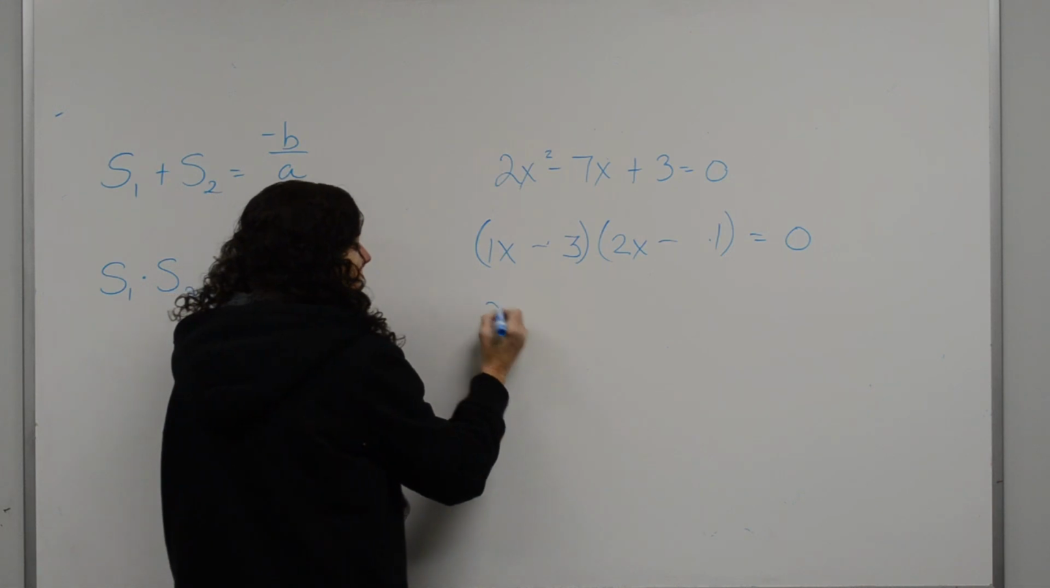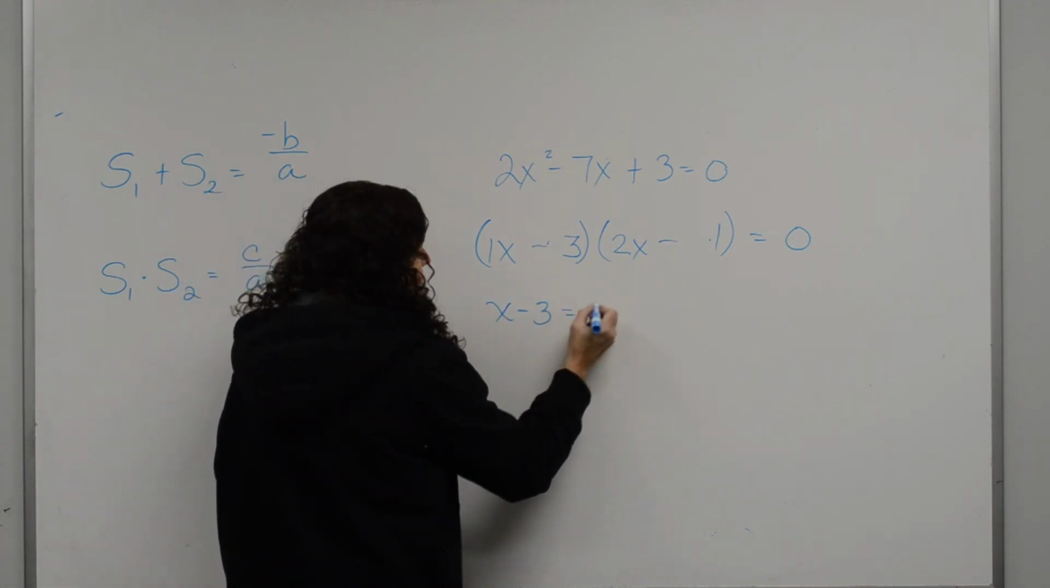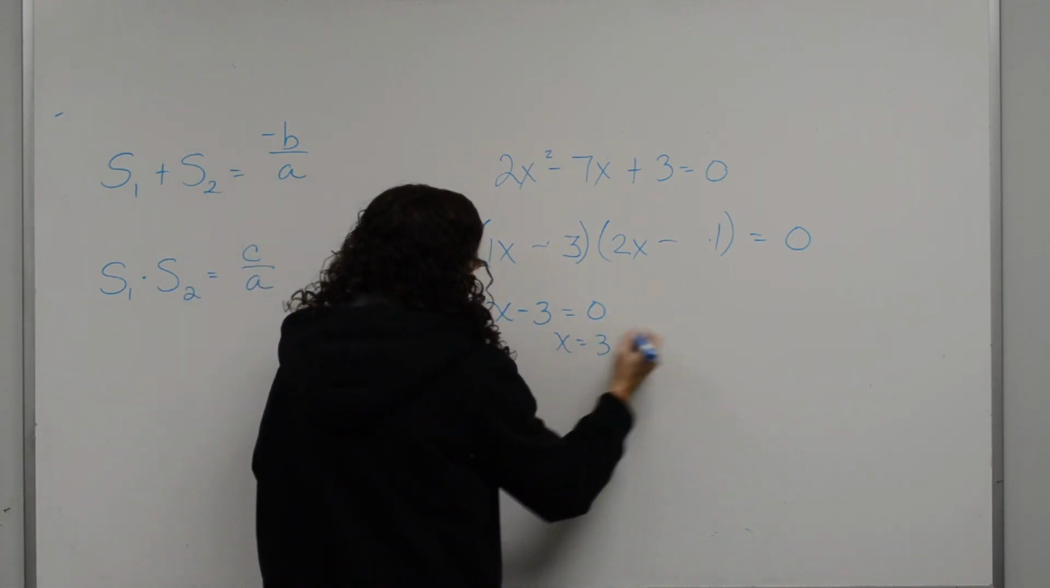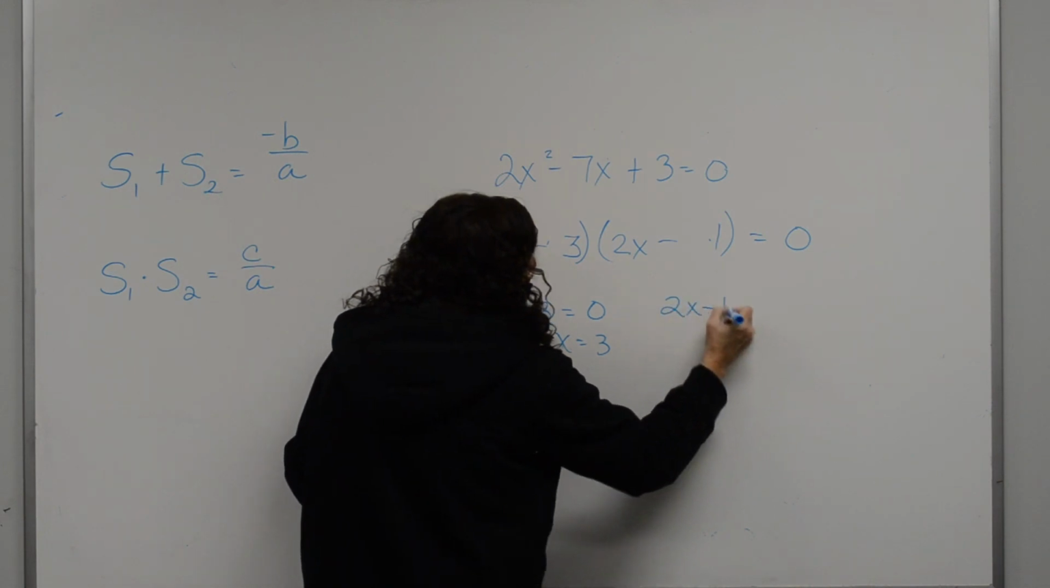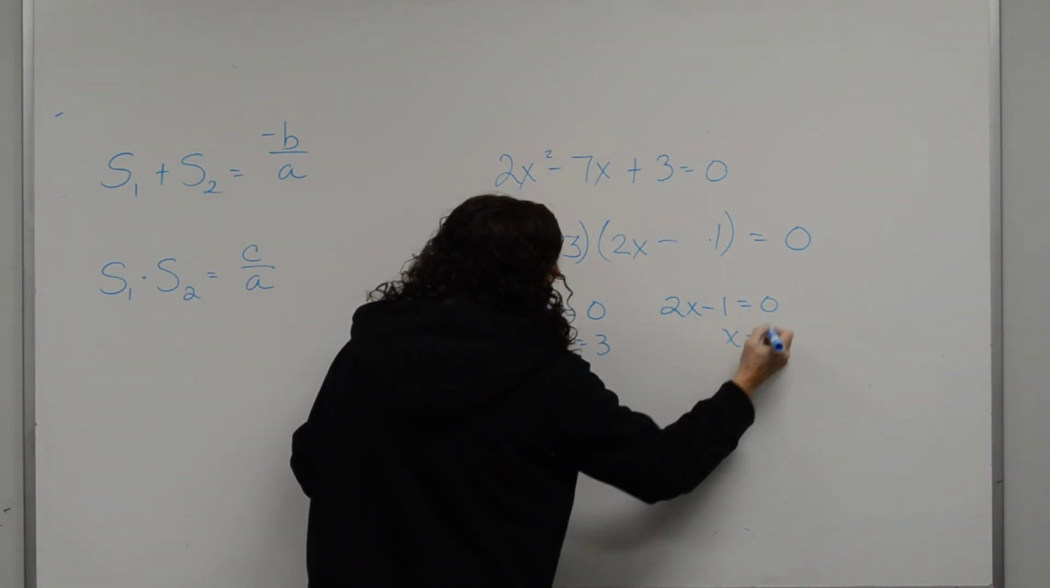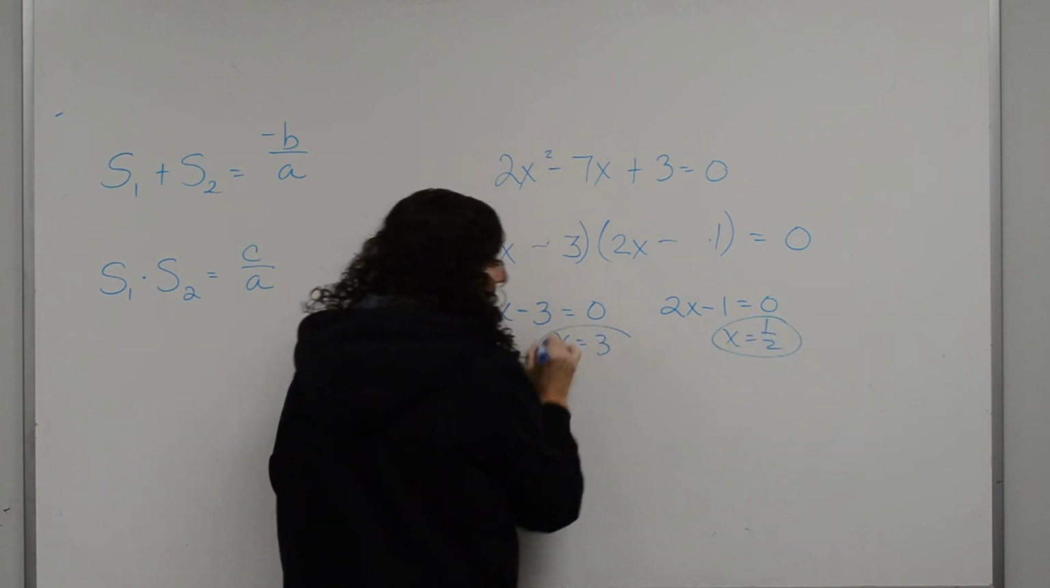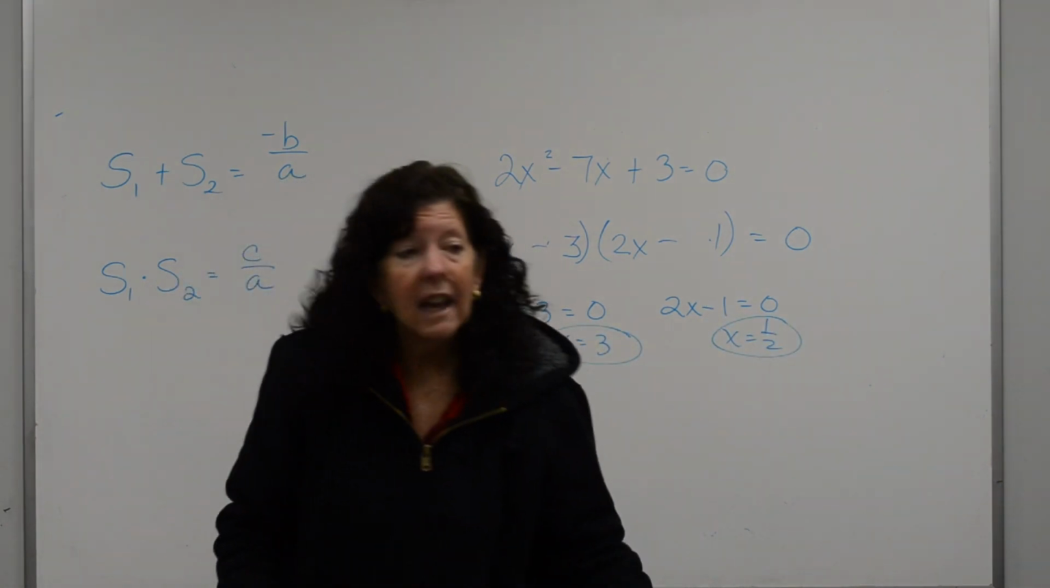So then I turn around and I set them equal to 0. So x is equal to 3, and x is equal to 1/2. There's my two solutions, okay? That's half of the problem.